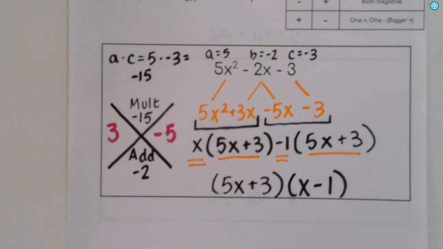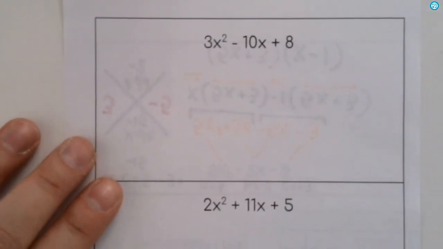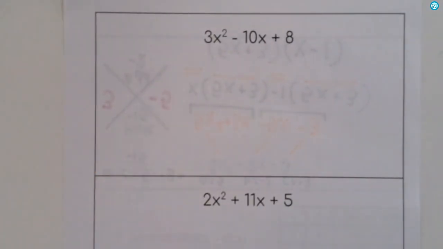Okay, any questions on that one? All right, flip this over then. We've got 2 more on the back. We've got 3x squared minus 10x plus 8 next.